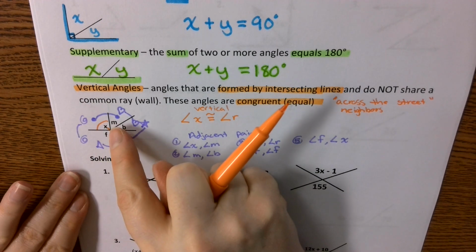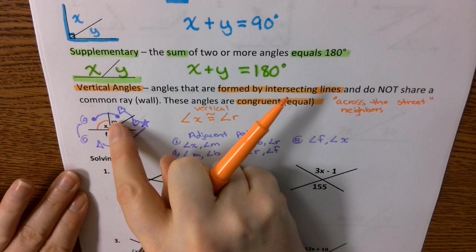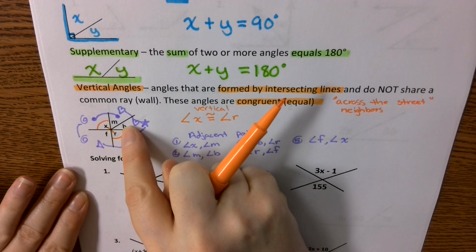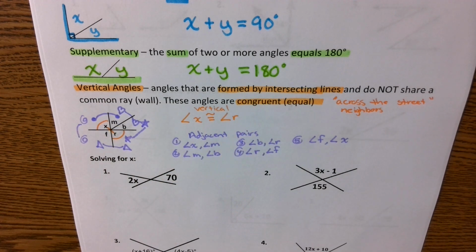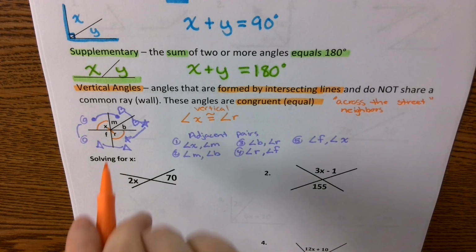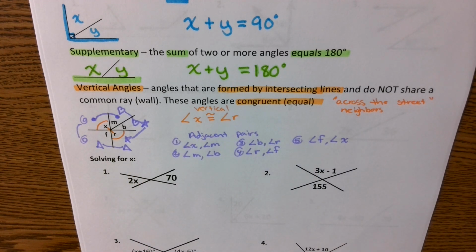Now, the combination of M and B together is a vertical relationship to the value of F. But those angles themselves are not directly vertical angles, okay? Just their combination would be. All right, any other questions?